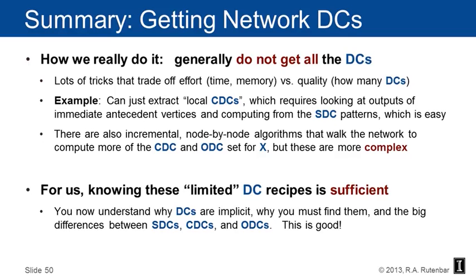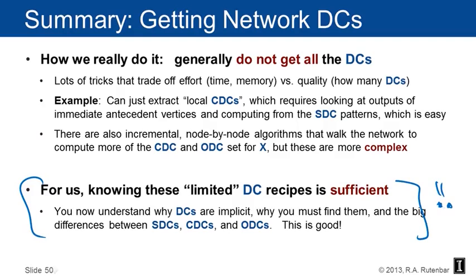So what do people actually do? Well, they generally don't get all of the don't cares. There are an enormous number of tricks that trade off some effort in time and computer memory for quality in how many don't cares you find. For example, the formulas I gave you for the controllability don't cares, the so-called local controllability don't cares, require that you just look at the outputs of the immediate antecedent vertices, the nodes in front of you, and you compute those satisfiability don't care patterns. That's a really common trick, and it works pretty well. There are also incremental node-by-node algorithms that walk the network from the inputs to your F node to compute the controllability don't cares, and from your F node through layers of nodes to the output Z's to compute the observability don't cares, but they're more complex, and I don't have enough time to talk about those. The references that I gave earlier in the lecture are a really good source for those algorithms. But for us, just knowing these limited don't care recipes is actually sufficient.